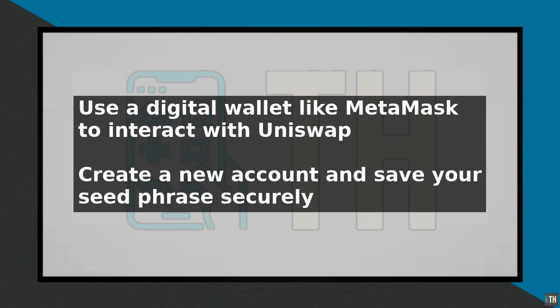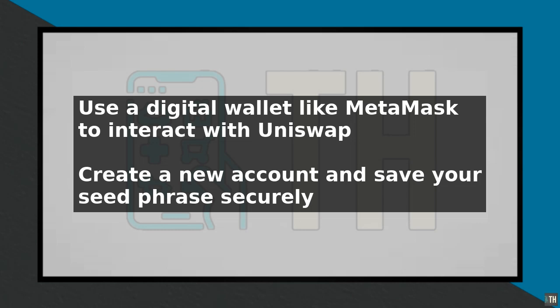Next, go to the Uniswap website and click on the Launch App button to access the Uniswap interface. Connect your digital wallet to the Uniswap interface by clicking on the Connect Wallet button and selecting your wallet provider. After connecting your wallet, you can start using Uniswap V3 by selecting the V3 version from the drop-down menu.